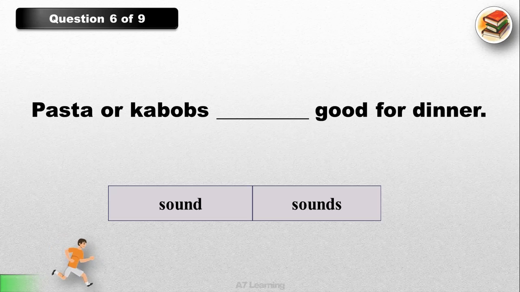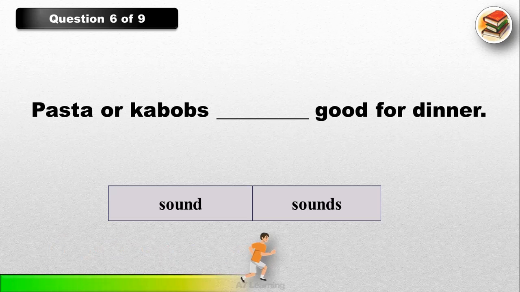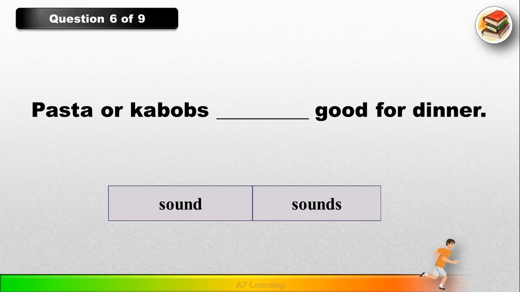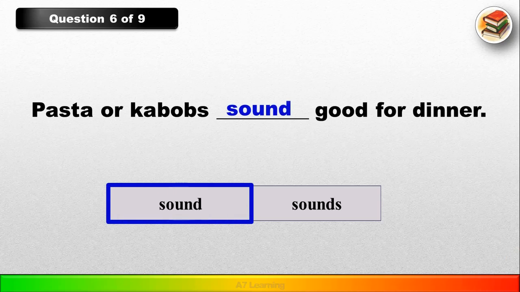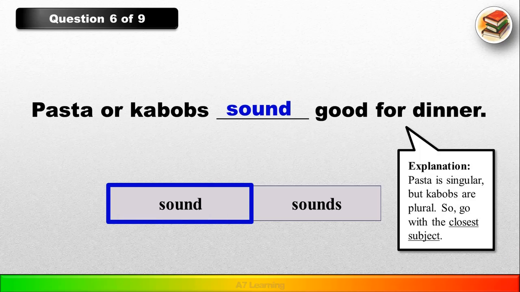How about this one? Pasta or kebabs blank good for dinner. Sound or sounds? In this case, we go with the verb closest to the second subject because we have pasta, which is somewhat singular in its sounding, and kebabs, which is plural. Since we're using "sound" as the verb, we're just going to match that with kebabs since it's closest. You could say kebabs or pasta sounds good for dinner. You just go with the one closest.